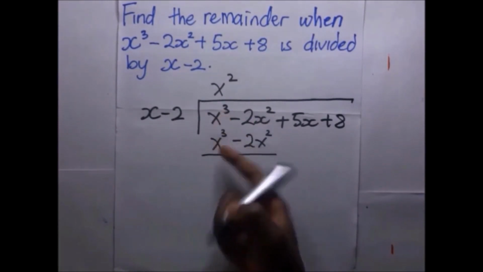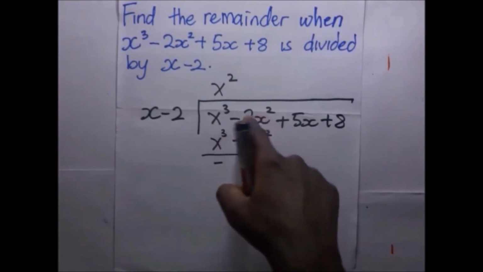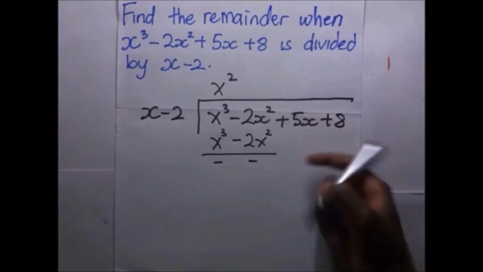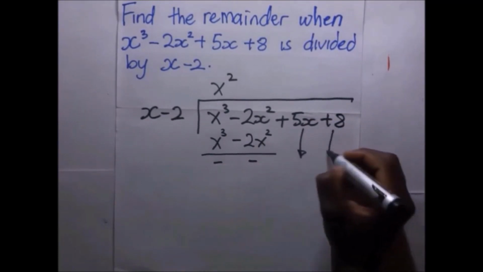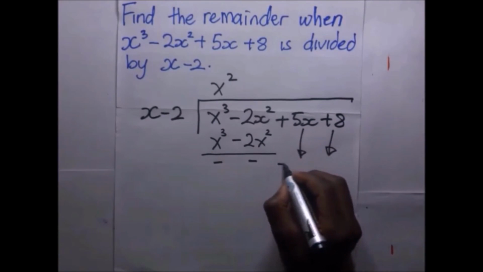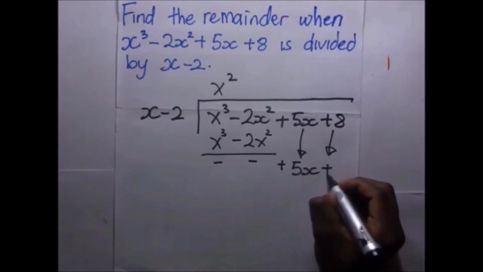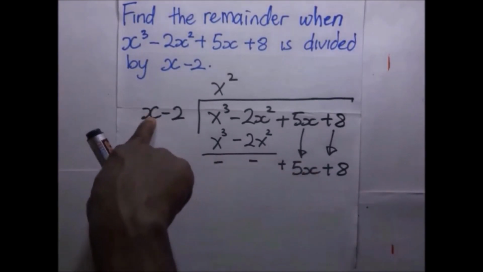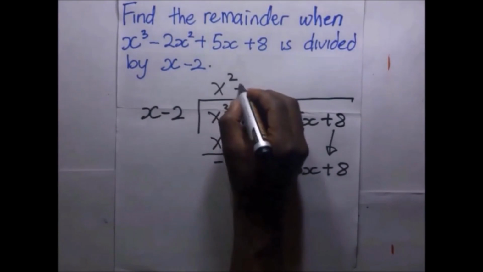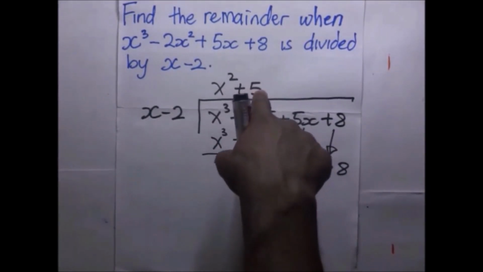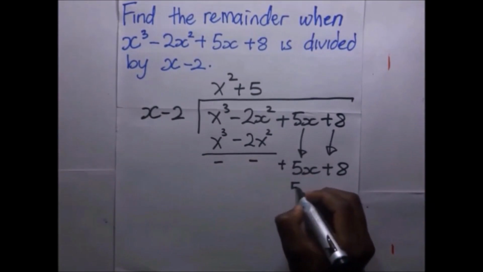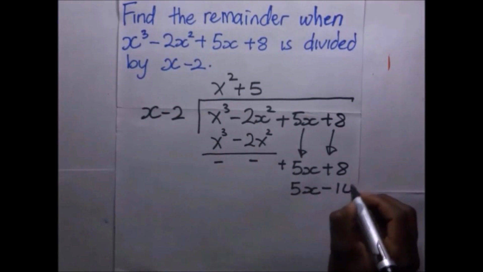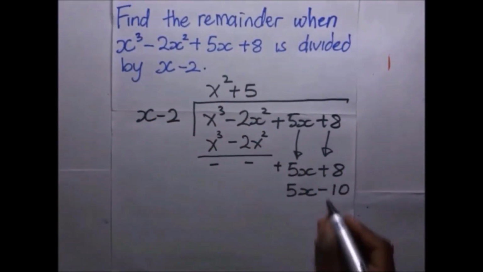When we subtract that from that, x cubed minus x cubed gives us nothing. Minus 2x squared minus negative 2x squared will give us nothing. So we bring these two down. What we are remaining with here is plus 5x plus 8. We continue. 5x divided by x will give us positive 5. Positive 5 times x will give us positive 5x. And also this 5 times negative 2 will give us minus 10, because it's positive 5 times negative 2, so it gives us negative 10.